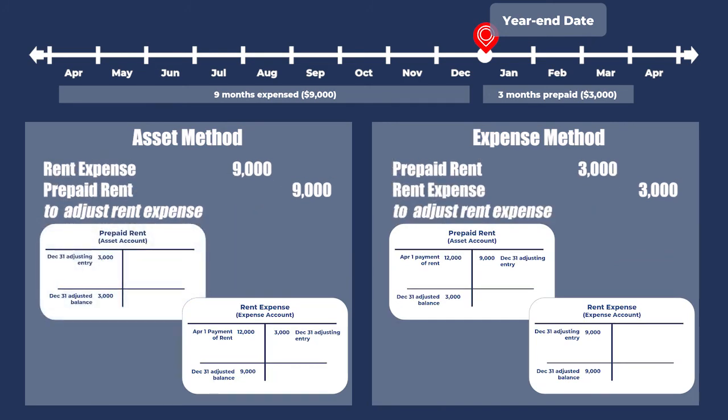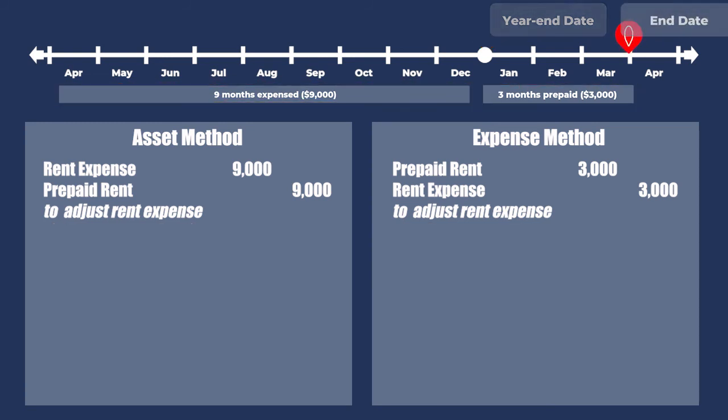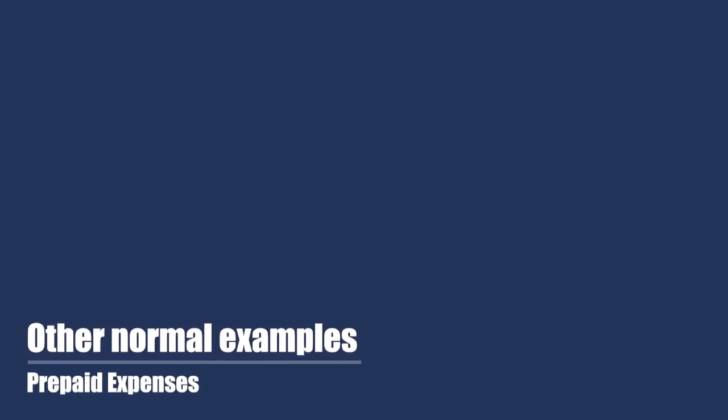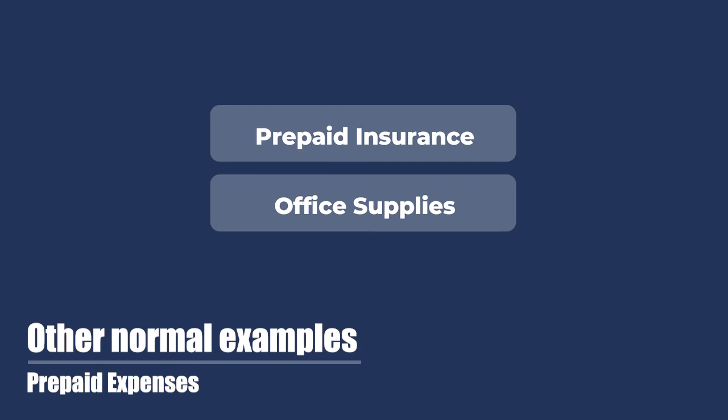You will notice that both adjusting entries are different, but the end results are the same because we already established the expectation early on in the analysis. Now, if your prepayment extends only up to the end of the next accounting period, just do not forget to adjust this remaining $3,000 when preparing for the next year's financial statements. All you need to do is to credit the prepaid rent and debit rent expense by March 31, the last period of the rent paid in advance. Other normal examples of prepaid expenses are prepaid insurance and office supplies.